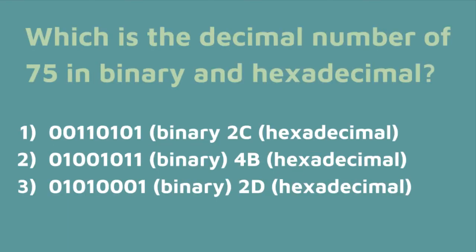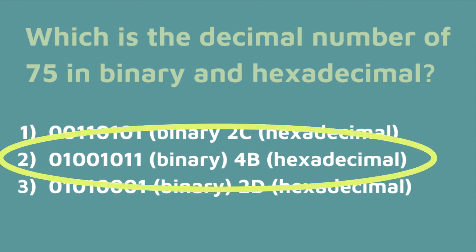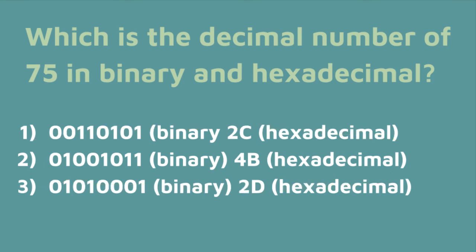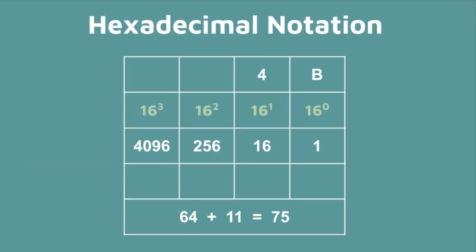Which is the decimal number of 75 in binary and hexadecimal? If you like, pause the video. If you chose number 2, you are correct. Let's add it up. B, which is equivalent to 11 in hexadecimal, times 1 is 11. 4, which is in the 16s place, 4 times 16 is 64. 64 plus 11 is 75.